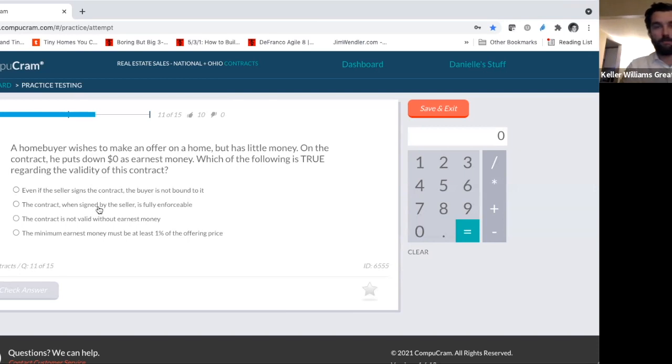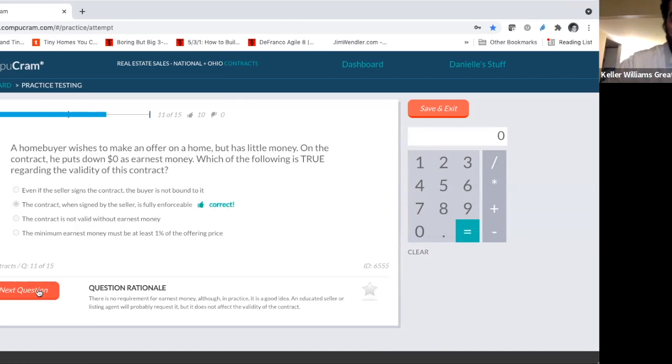The answer is B. When the contract's signed, it's a contract. There's no earnest money requirement. Remember that.